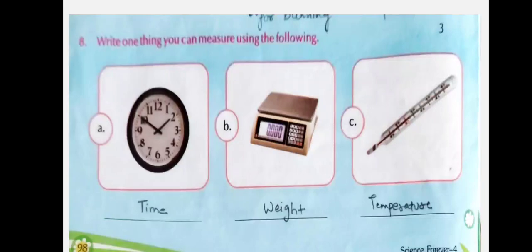Next question, 8th. Write one thing you can measure using the following. Here some pictures are given, and by seeing that picture we have to tell which thing we can measure by these things. In the first picture, one clock is given and it is showing the time. So we can measure the time from the clock.